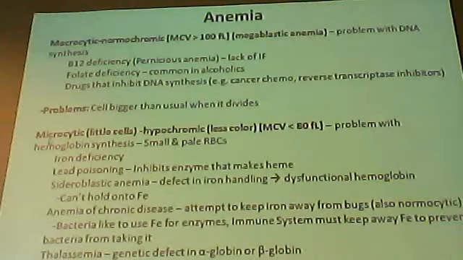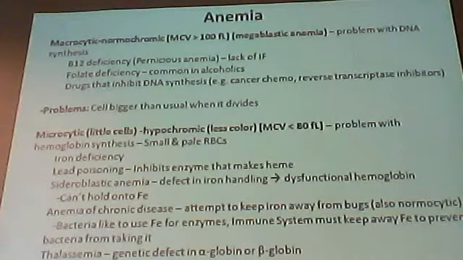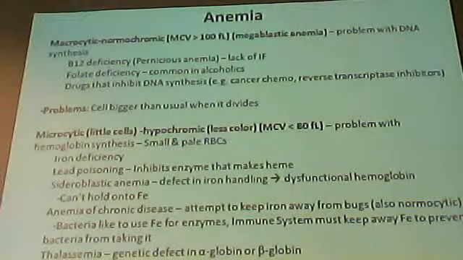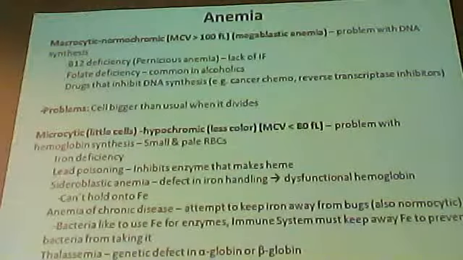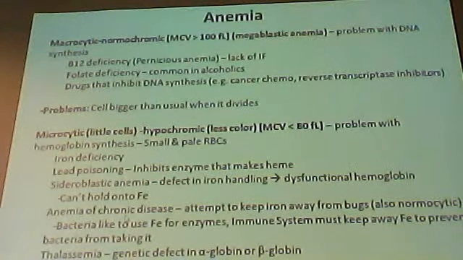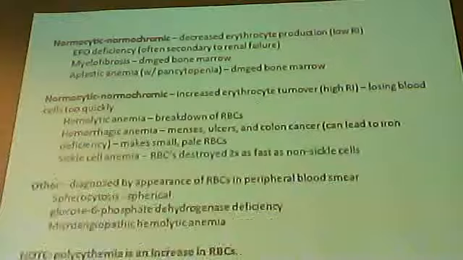Microcytic, on the other hand, is little cells, hypochromic, less color. So the problem is with the hemoglobin synthesis. You see small and pale red blood cells. That could be from iron deficiency, lead poisoning, or sideroblastic anemia. Sidero is a prefix for iron handling, so it's some problem with holding onto iron in sideroblastic anemia. In anemia of chronic disease, you're trying to keep the iron away from the bacteria, and thalassemia is a genetic problem.